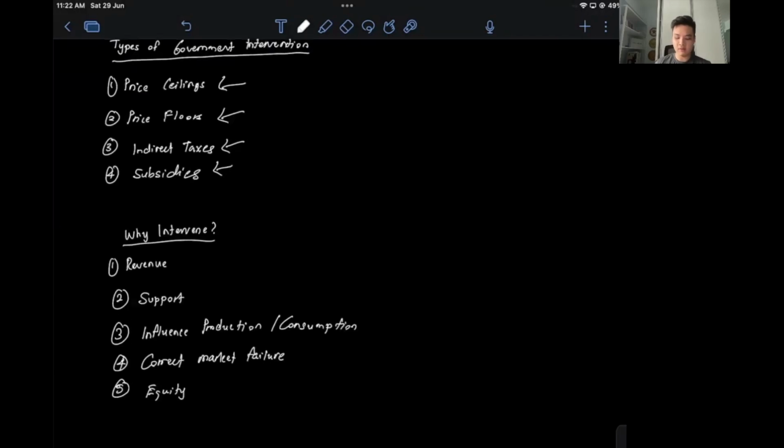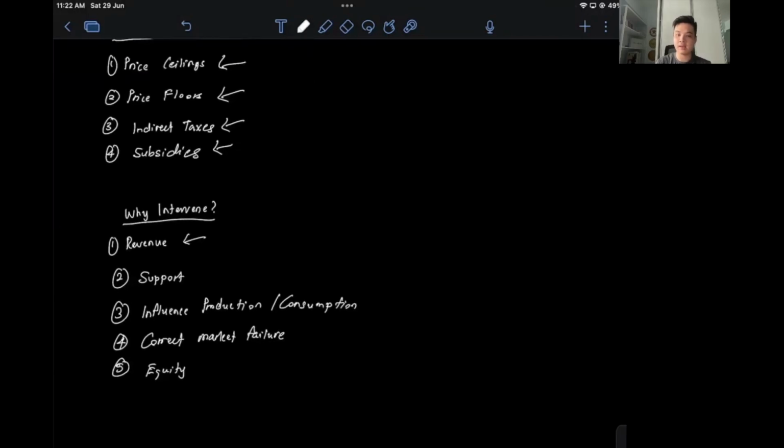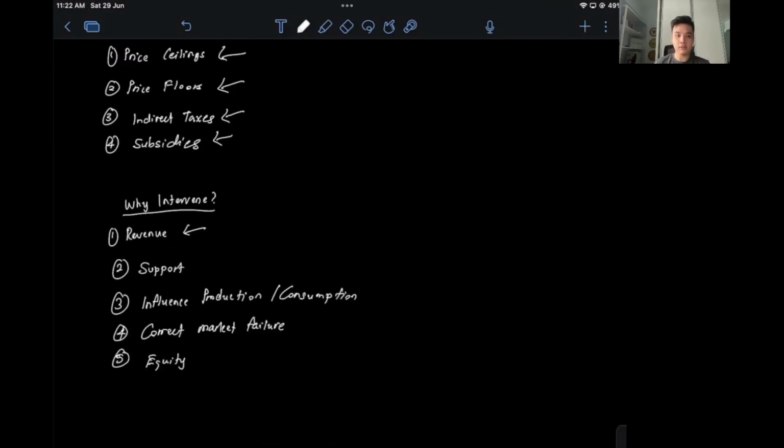Well, there are five main reasons. Firstly, they can potentially earn revenue through taxes, with they being the government. Alternatively, perhaps intervention can also provide support to firms or low-income households. So, for example, subsidies on education can be very helpful for low-income households to attend school, for example.